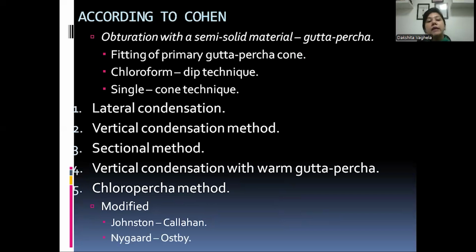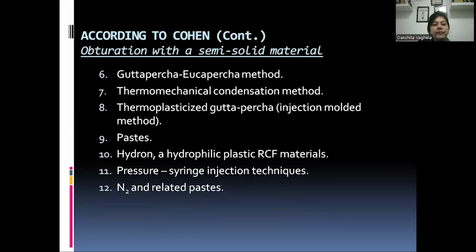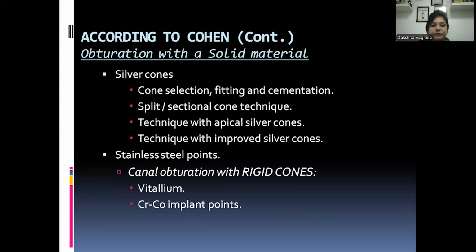So according to Cohen, he gave a classification of obturation with semi-solid material gutta percha: lateral condensation, vertical condensation, sectional method, vertical condensation with warm gutta percha, chloropercha method, eucapercha method, thermomechanical condensation method, thermoplasticized gutta percha, which is the injection molded method, pastes, Hydron, a hydrophilic plastic root canal filling material, pressure syringe injection technique, and nitrogen and related pastes.